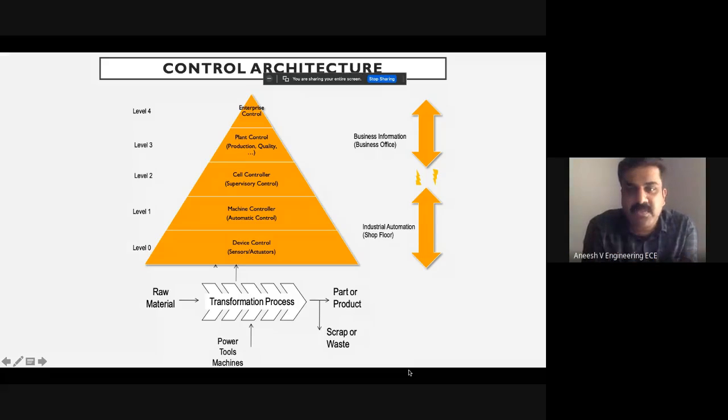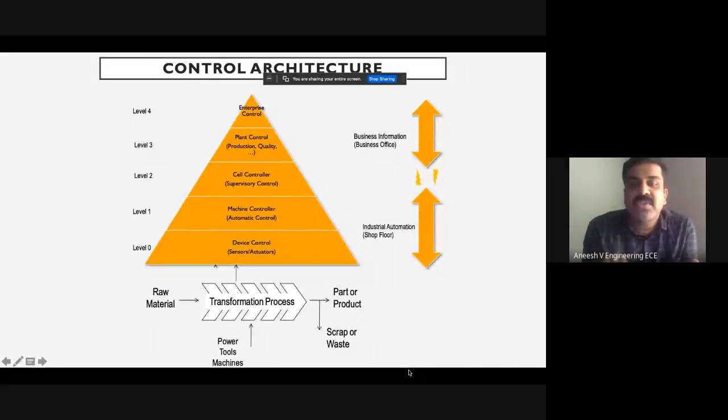The transformation process of that particular raw material to a part or a product has a 4-level structure, or 4-level architecture. It's called level 0, level 1, level 2, level 3, and level 4. That is, from the raw material, we need to sense which material it is, with a sensor, or which type of actuator system we need to use for that.